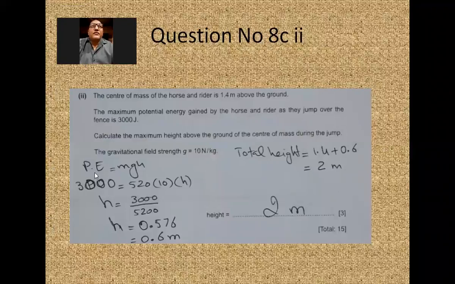Here you can see that the potential energy is equal to mgh, and the question demands this because they have not given the formula of the potential energy in the question. So you should remember this formula. Potential energy is equal to mgh. The value of the gravitational potential energy is 3000. The mass is 520. The g value is 10. The h we want to find out. So I will make h the subject of the formula. So this 520 and 10 will go on the other side. Here they are multiplying.